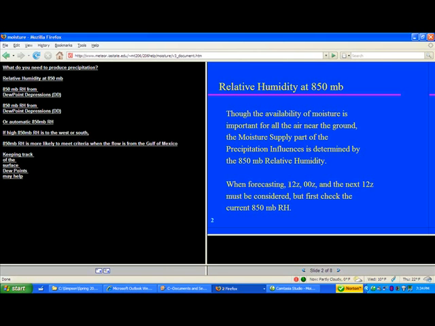When we're forecasting 850 millibar relative humidity, we're looking at 12Z for the next day, 0Z for the next day, and 12Z the following day. So when I sat down this evening at 7 o'clock to forecast for tomorrow, I'm looking at relative humidity for tomorrow at 6 a.m., tomorrow at 6 p.m., and the day after tomorrow at 6 a.m. If the relative humidity at 850 millibars is 80% at any of those times, then we consider it sufficient moisture.